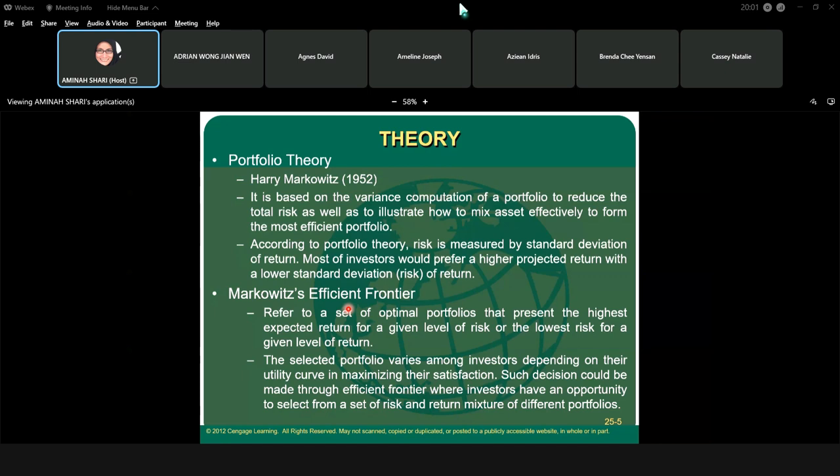Okay, you need to include in your group assignment the basic theory to develop the portfolio performance. Basically, this is the portfolio theory. Why portfolio? Because we have more than one asset. If we have more than one asset, it is considered a portfolio.